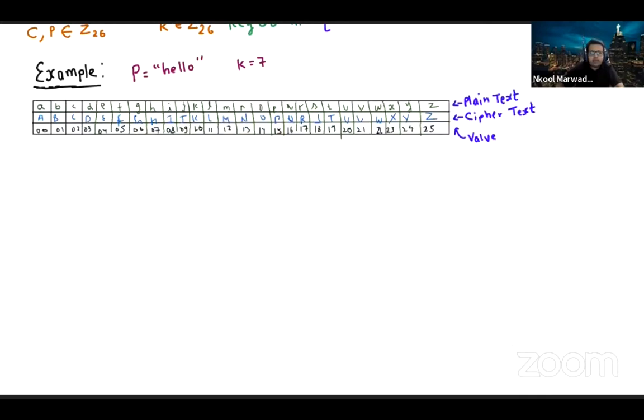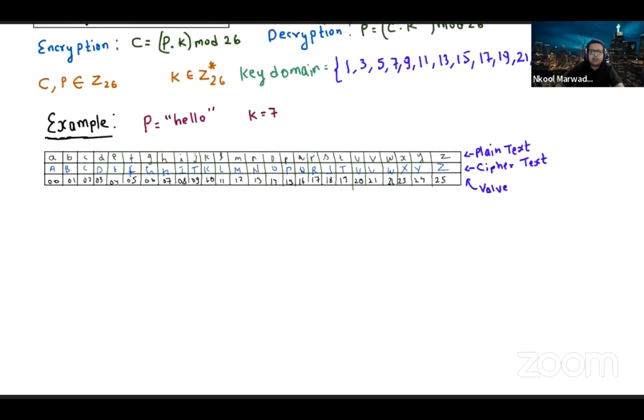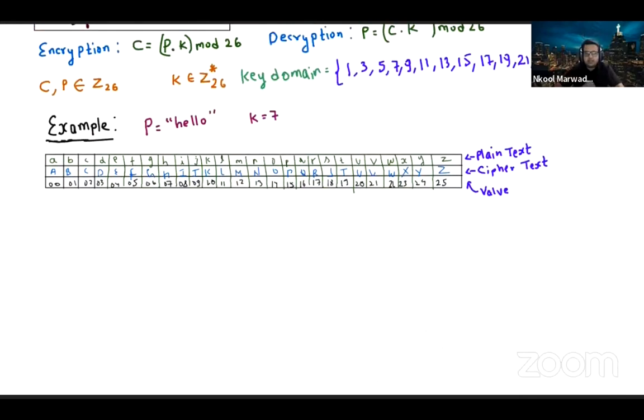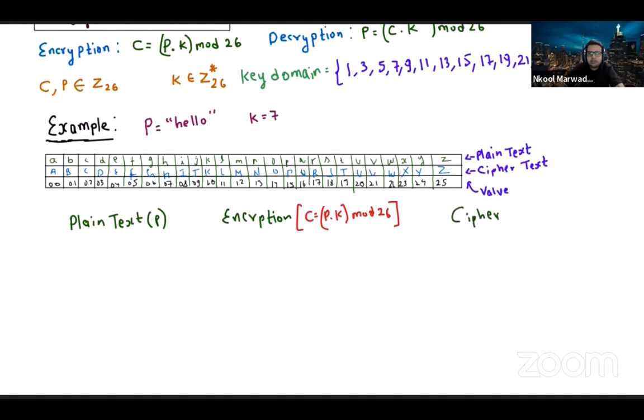We have a plain text, that is hello. We will be encrypting it using the multiplicative cipher technique. The idea is very simple. I have a plain text, that is P. I will be using an encryption formula that we know. The encryption formula is C equals P into K mod 26 for multiplicative ciphers. So we have the plain text, we have the encryption formula, and then we get the ciphertext as a result. And this ciphertext we represent as C.